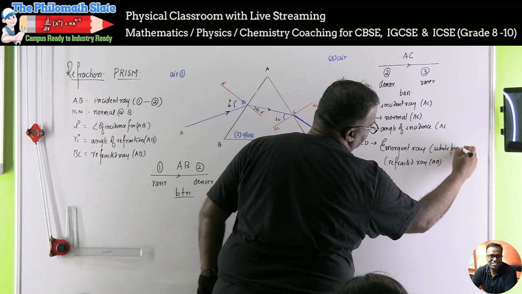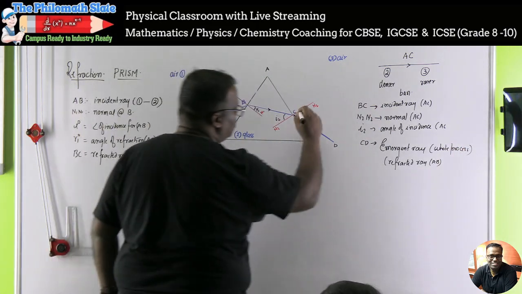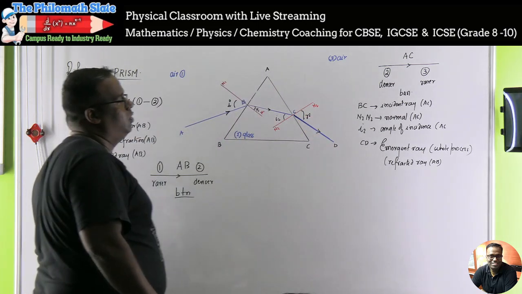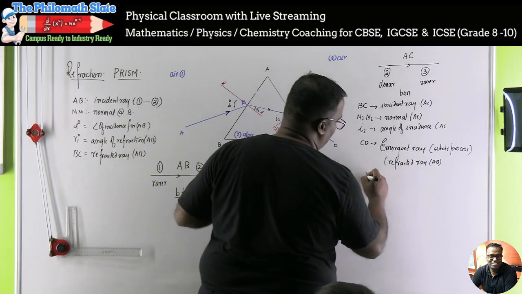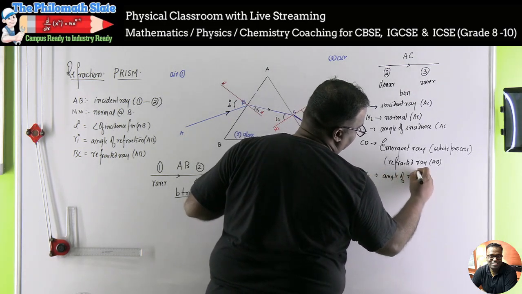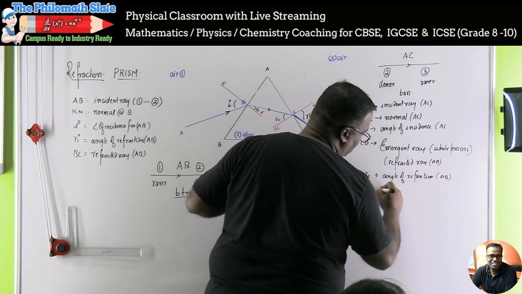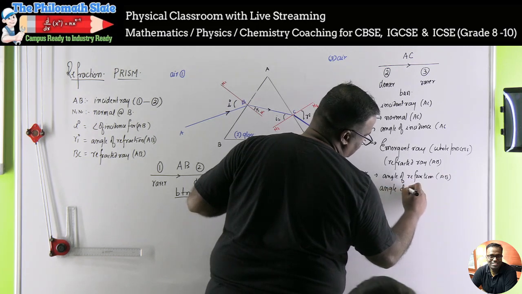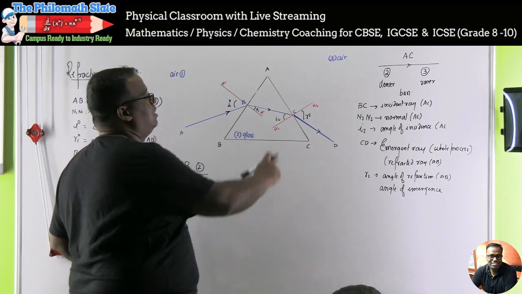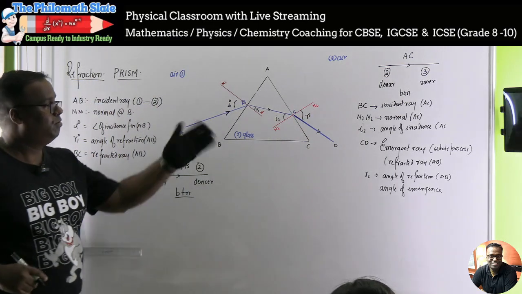मतलब कैसे गया और कैसे बाहर आया. This is the incident ray, this is the emergent ray, and this one will be my R2. Okay, this is my R2. So R2 will be my angle of refraction for side AB. Now I can also call it as angle of emergence. प्रकट होने का एंगल कितना है, this is also the angle of emergence. ठीक है, is it clear now?